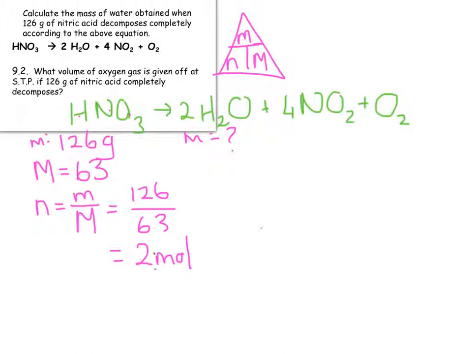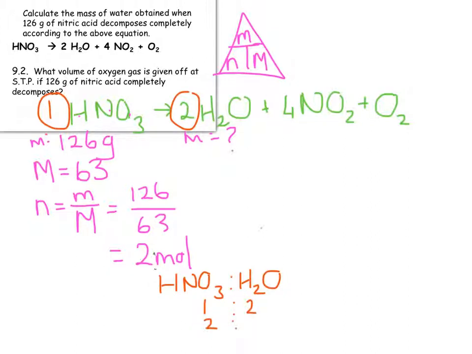Now I need to work out a relationship between the invisible 1 over there and the 2 over here. So I am linking nitric acid with water. In doing that, I've got a 1:2 ratio, but I don't have 1 mole of nitric acid. I have 2 moles of nitric acid. What did I do to the number 1 to make it into the number 2? I multiplied it by 2, so I take 2 multiplied by 2 and get 4. That means I have got 4 moles of water.